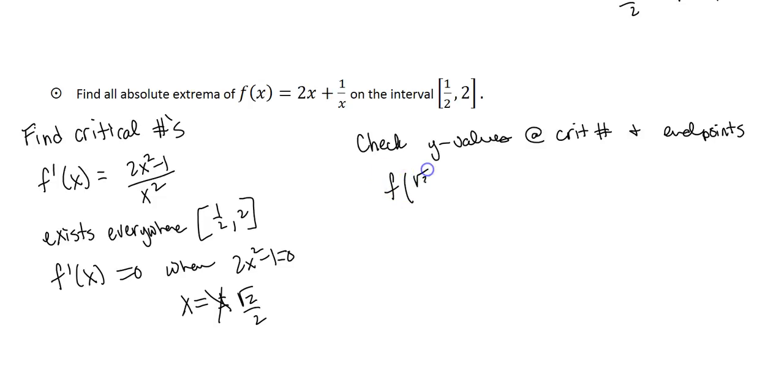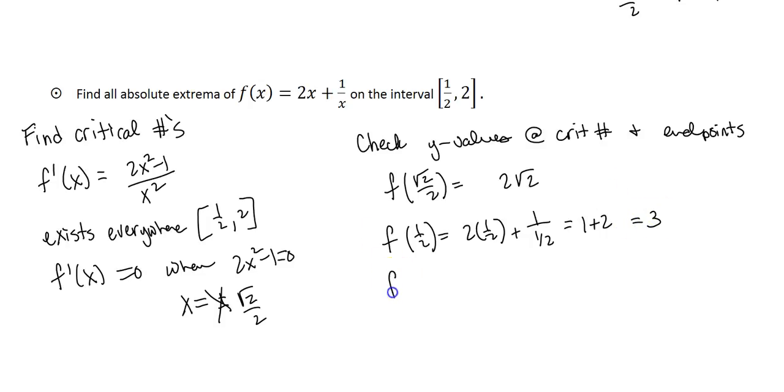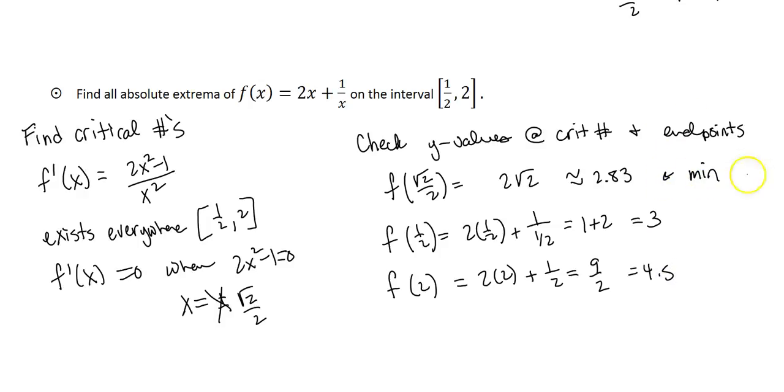So f of root 2 over 2, which we did earlier, we found that that was 2 square root of 2. F of 1/2 would be 2 times 1/2 plus 1 over 1/2, which is 1 plus 2, which is 3. And f of 2 would be 2 times 2 plus 1 over 2, which is 9/2. Now, if we're just comparing these values, this is about 2.83. This is 4.5. So obviously this is going to be the minimum, and this is going to be the maximum.